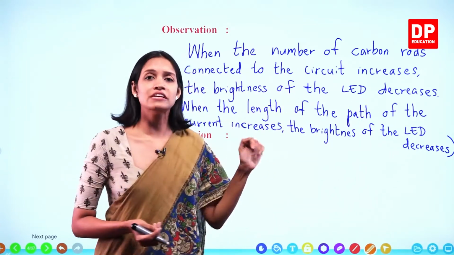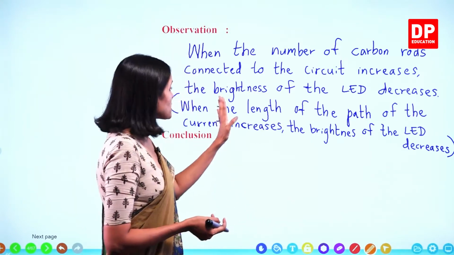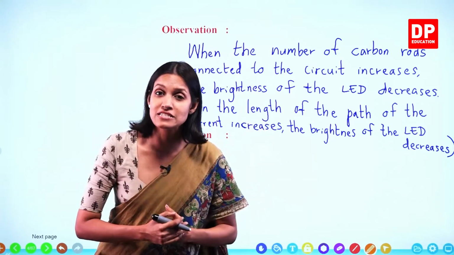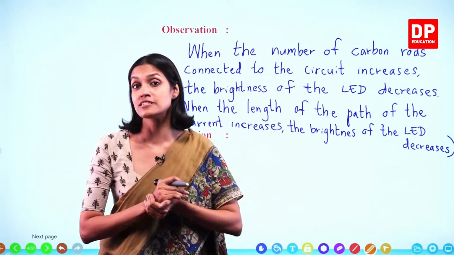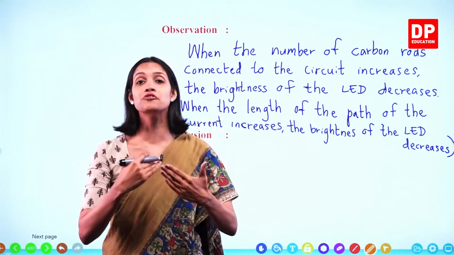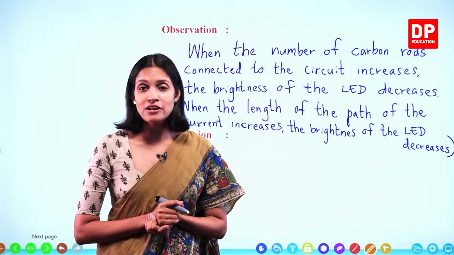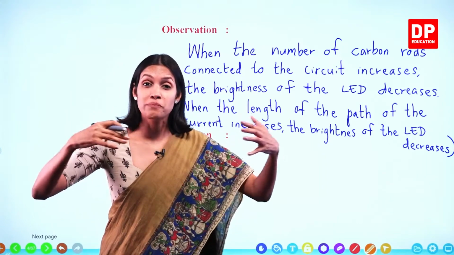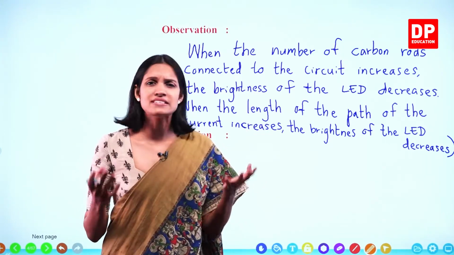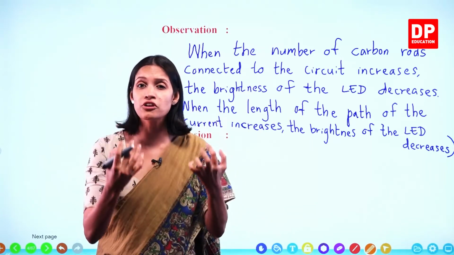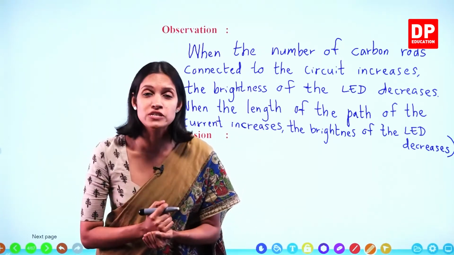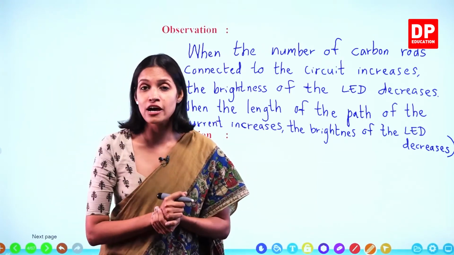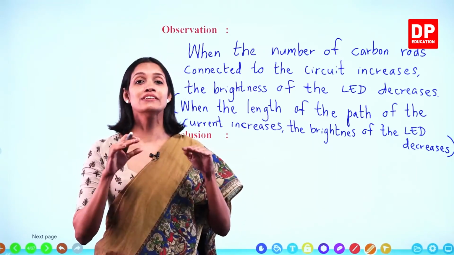Why does this happen, children? Even during the activity I explained to you. What happens when the length of the conductor, when the length of the path of the current increases, what happens to the resistance? Now, resistance means the barrier towards the flow of electricity. Right, children? So what happens when the length of the path of the flow of electricity increases? The resistance or the barrier also increases. So when the resistance increases, what happens to the amount of current that flows through the circuit, children? Reduces. When there's more disturbance, more barrier, electricity cannot flow easily. Therefore, the amount of electric current that flows through the circuit reduces.